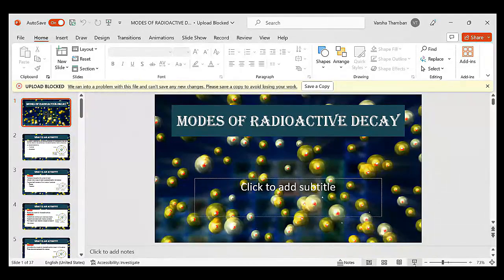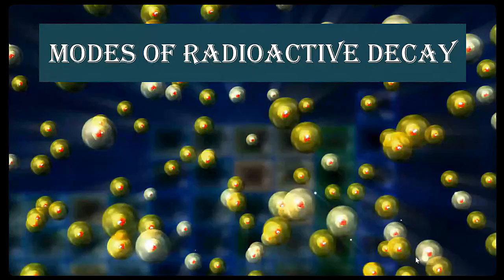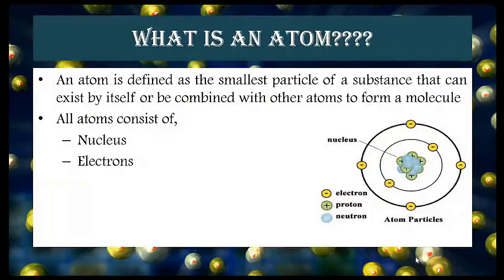I hope my screen is visible. First, we'll talk about the mode of radioactive decay. Beginning with the mode of radioactive decay, we should know what an atom is. An atom is the smallest particle of a substance, and many atoms together form a molecule.